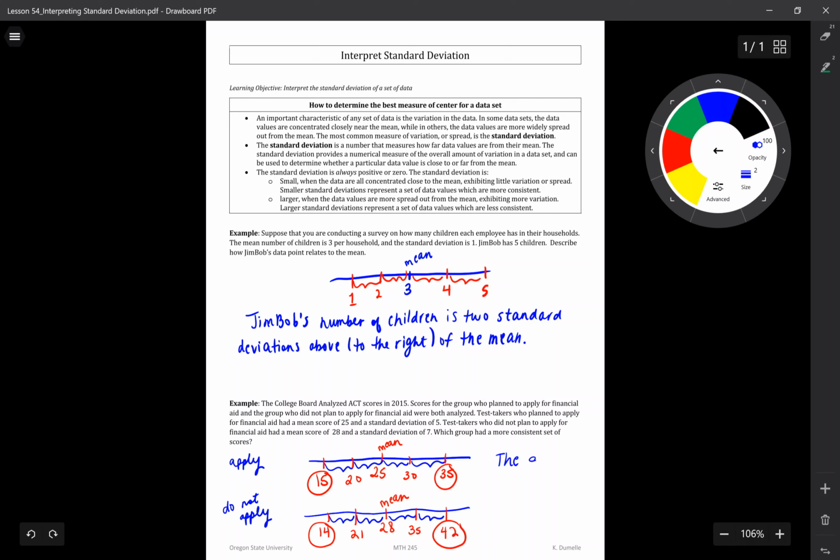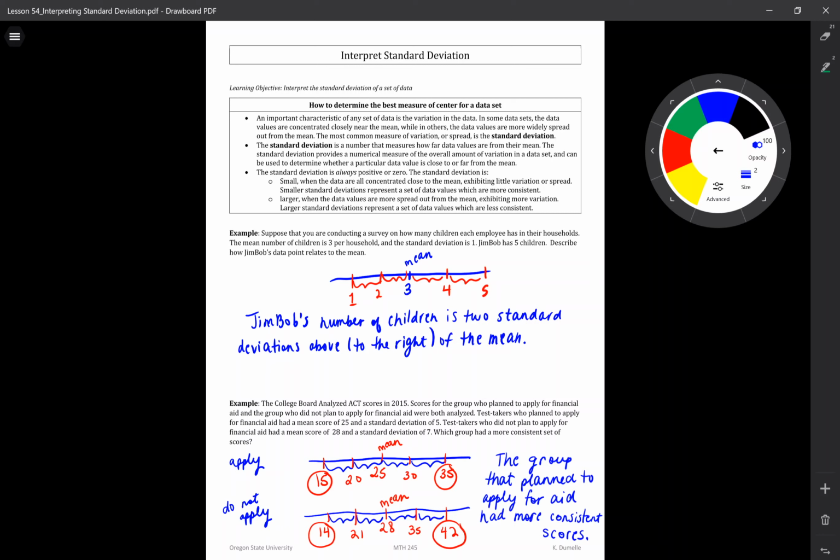The group that planned to apply for financial aid had more consistent scores, because their standard deviation was smaller.